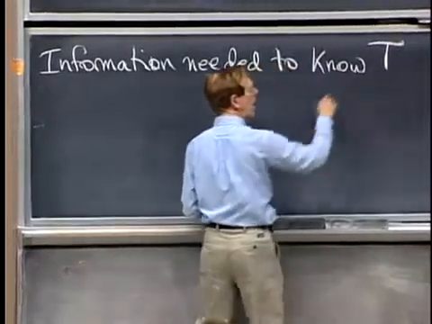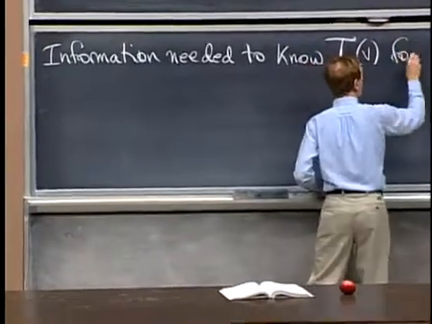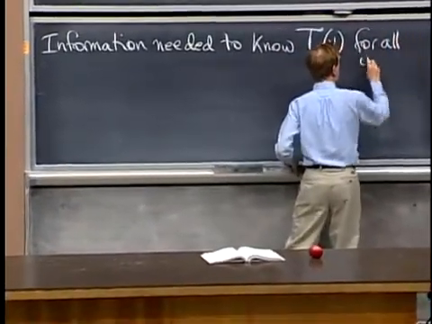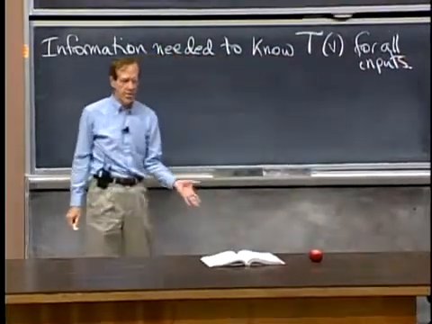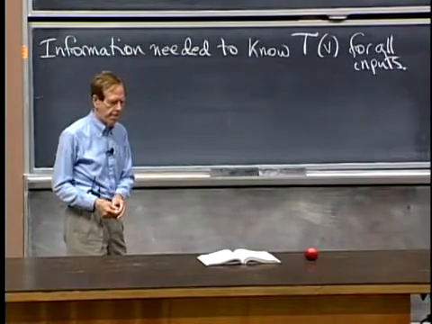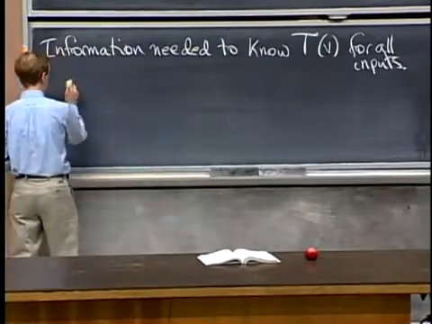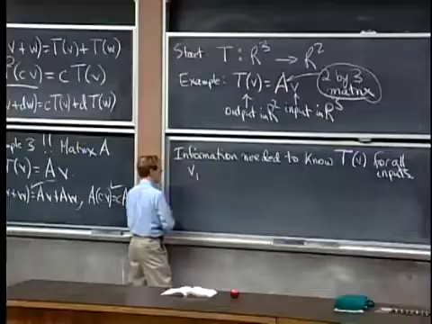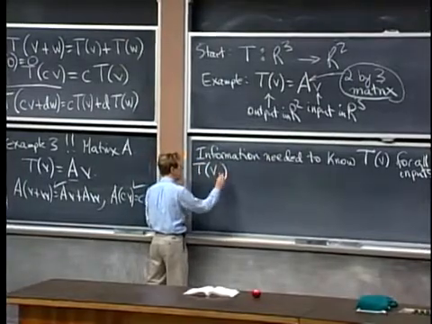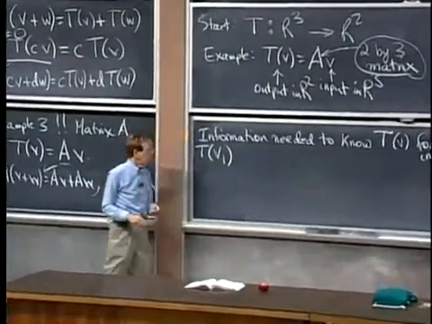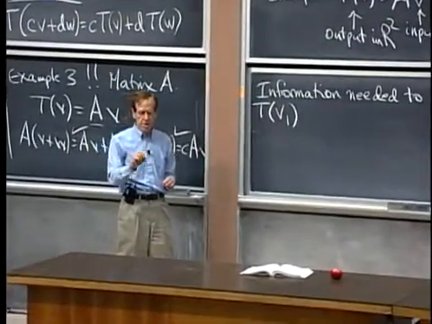By knowing T of v for all v, all inputs. How much information do I have to give you so that you know what the transformation does to every vector? Okay, I could take a vector v1, one particular vector, and tell you what the transformation does to it. Fine. But now you only know what the transformation does to one vector.